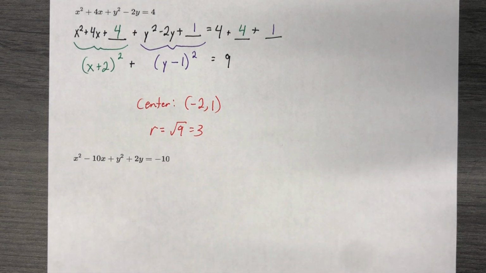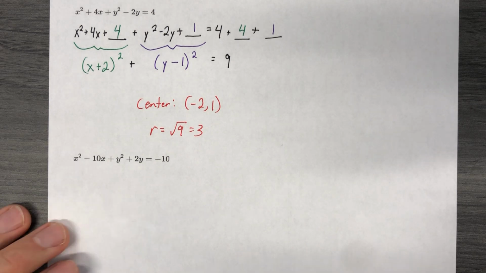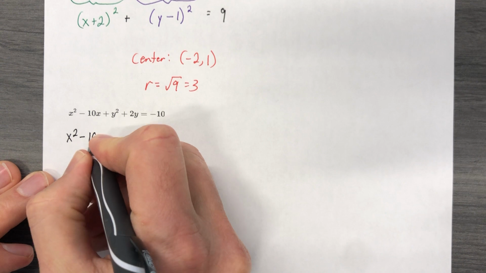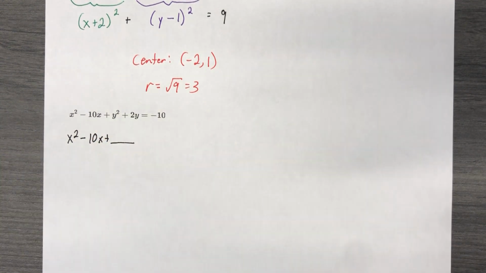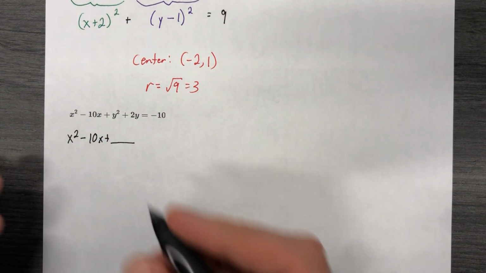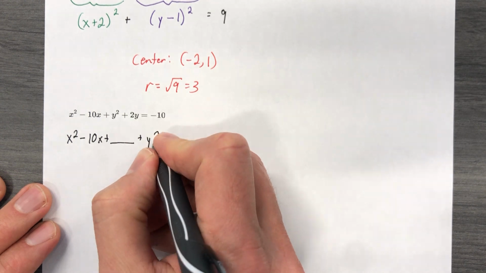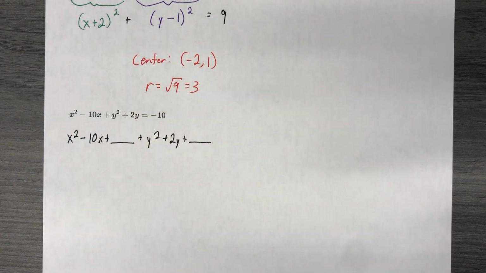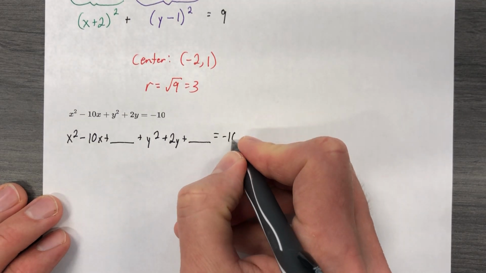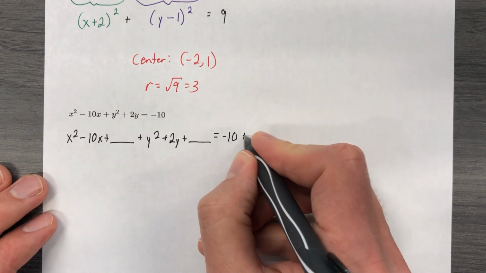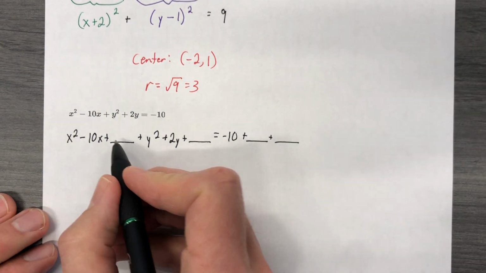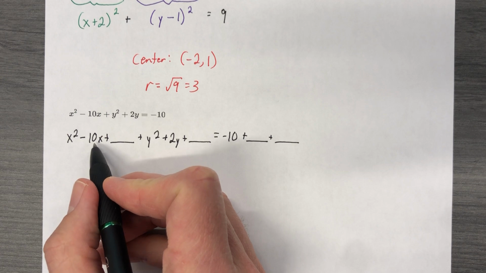Same idea on the next problem. We're missing some stuff, and we're going to make sure we know what that stuff is. So x squared minus 10x plus, oh, I don't know what. Maybe you do, maybe you don't. Plus y squared plus 2y plus, oh, I don't know what. Maybe you do, maybe you don't. Equals that -10. Plus blank, okay? So let's figure out what goes here. Take the number with my x, then I half it and square it.